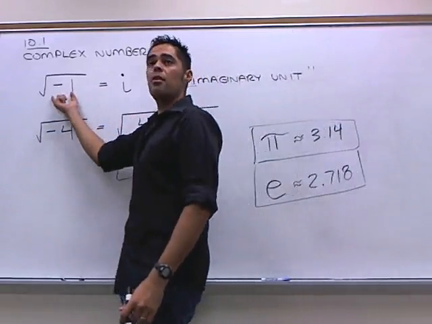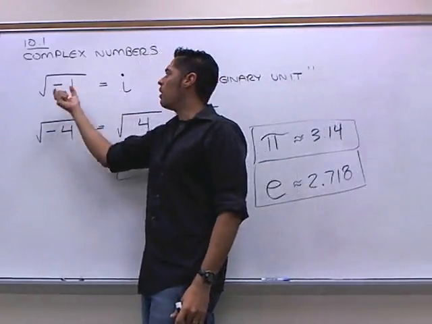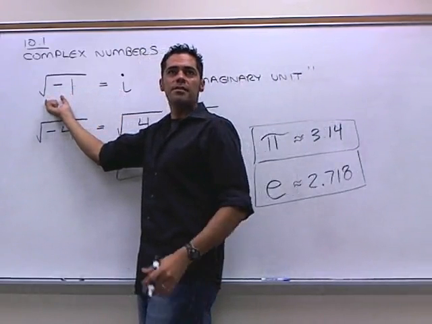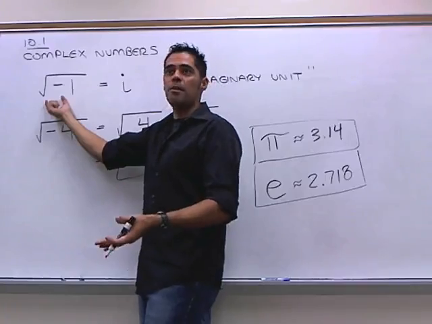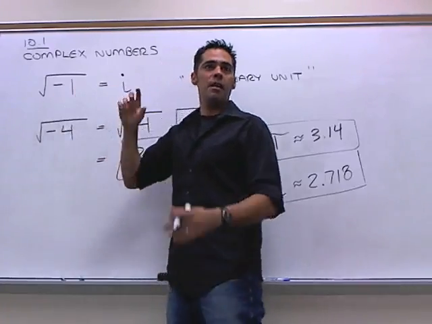Here's another number that's so important we give it a letter. The square root of -1 is the number that you get when you try and take the square root of -1, and it is now represented with I.